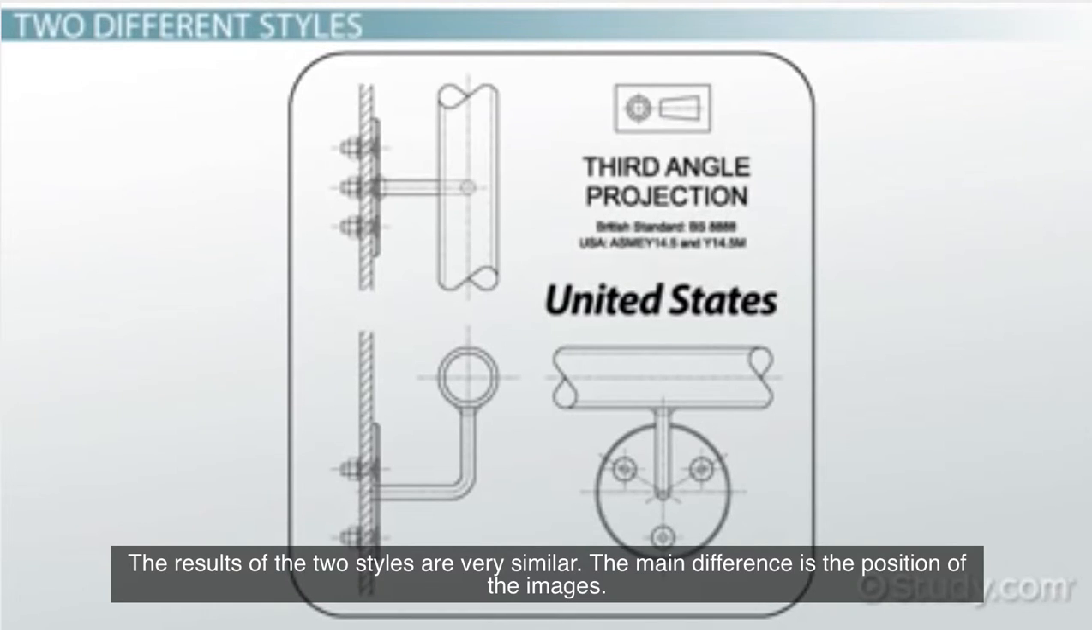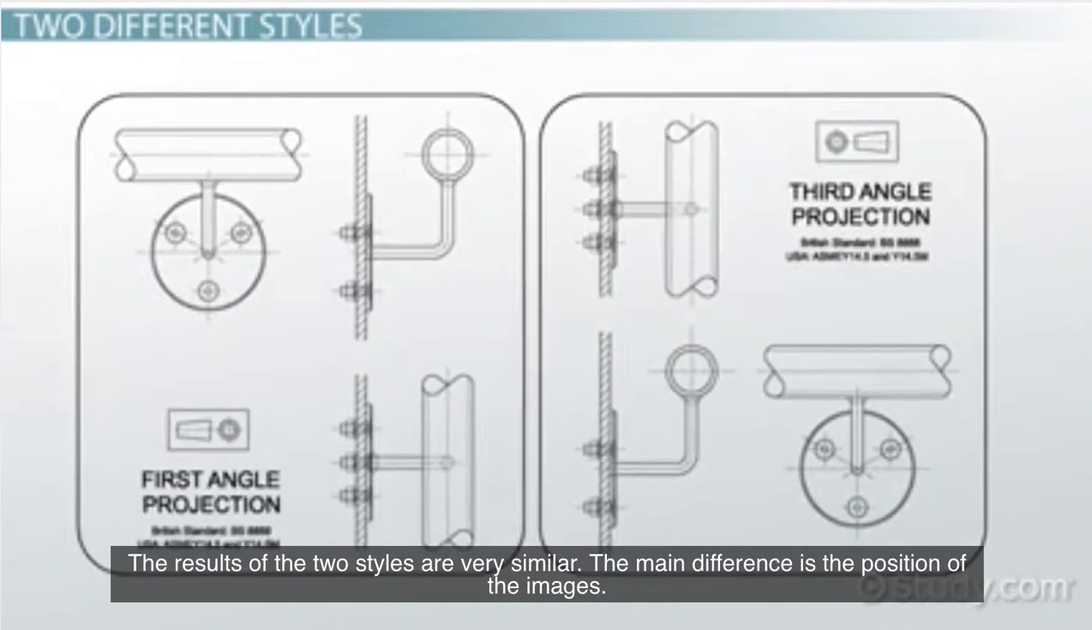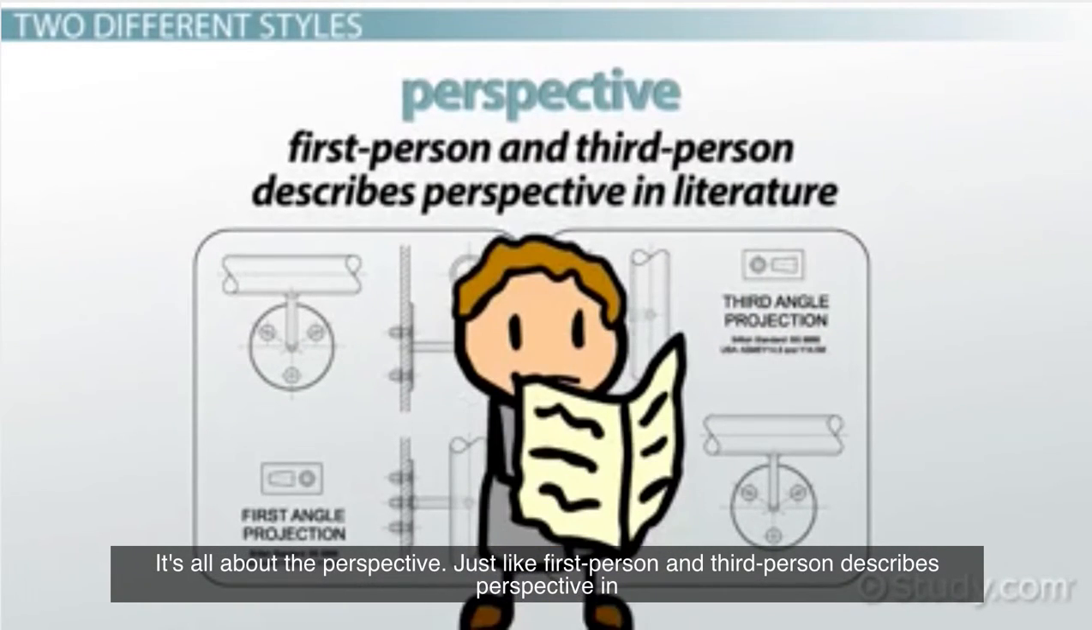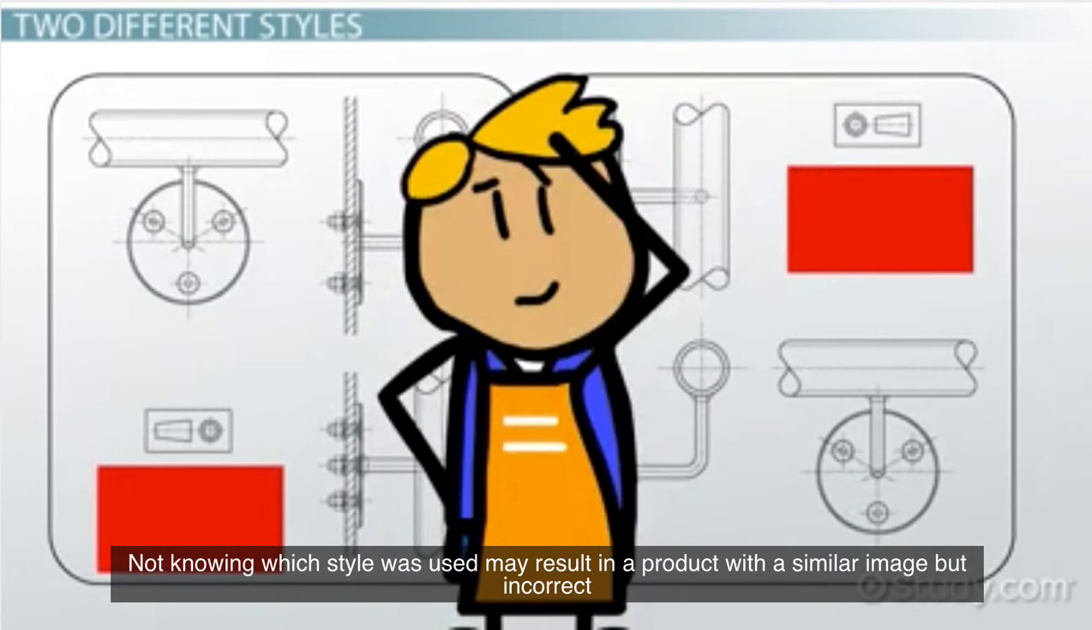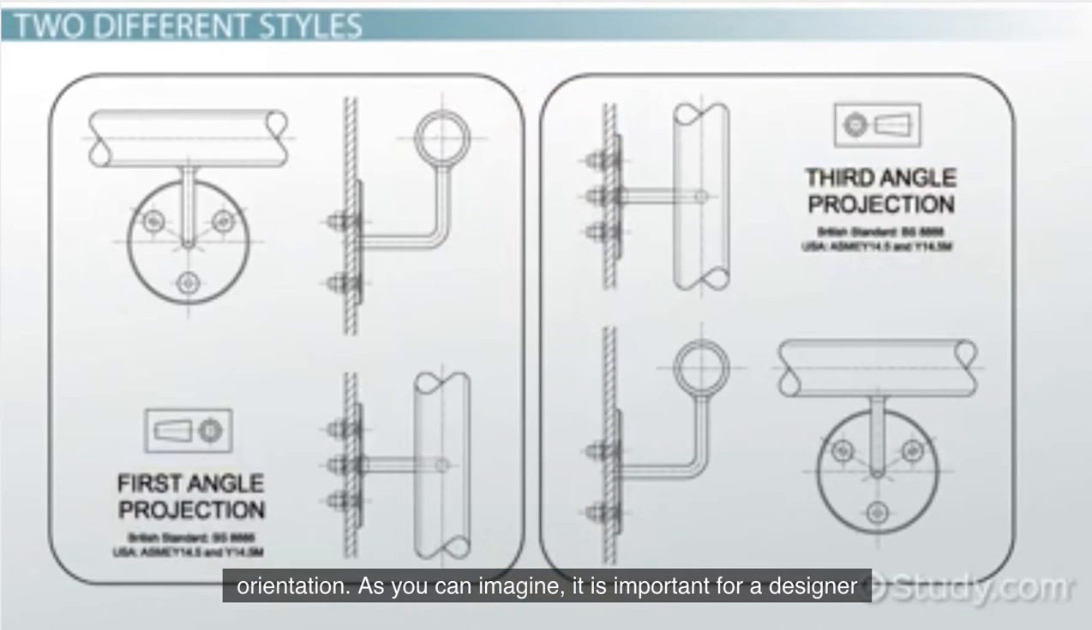The results of the two styles are very similar. The main difference is the position of the images. It's all about the perspective. Just like first person and third person describes perspective in literature, first angle and third angle describe the perspective of the projection. Not knowing which style was used may result in a product with a similar image, but incorrect orientation.